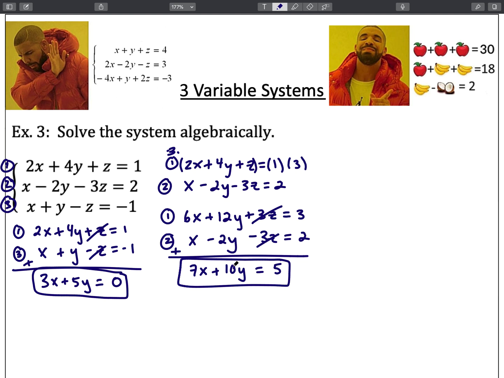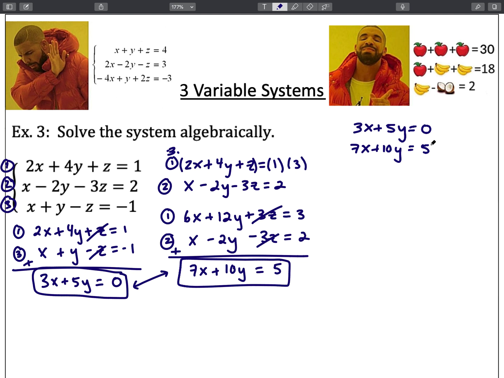Now look at your two boxes. Notice that these two boxes both have two variables. They're both x and y. So we can use this to our advantage and just do regular substitution or elimination that we would have started with several days ago. So take these two off to the side. Here are my box equations. I'll take 3x plus 5y is equal to 0, and right next to it, 7x plus 10y is equal to 5.